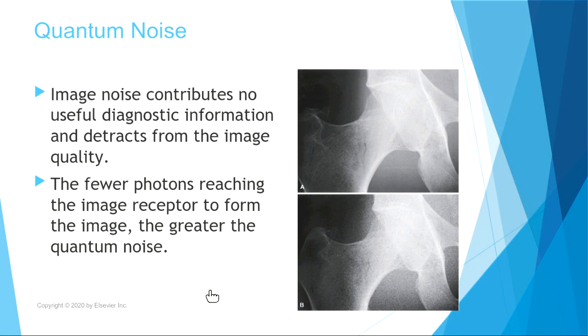It's brightness fluctuations on the image. That's what this is. All these little spots and speckles are brightness fluctuations in the image because too few photons struck the image receptor to form the image. So the only way to improve and get to this is to raise your mAs value.